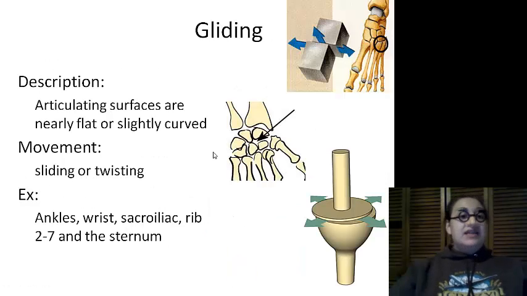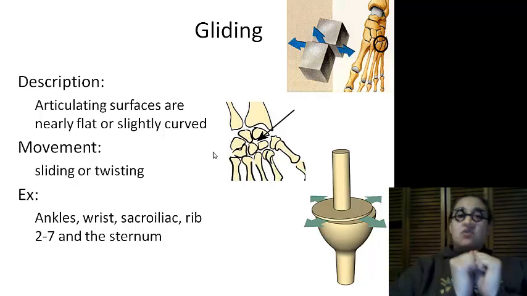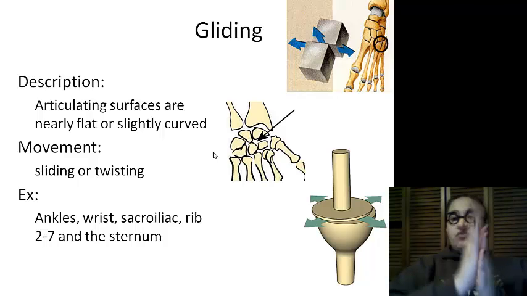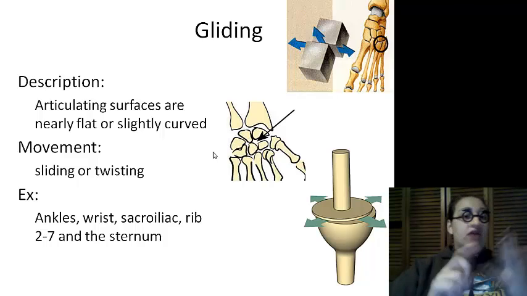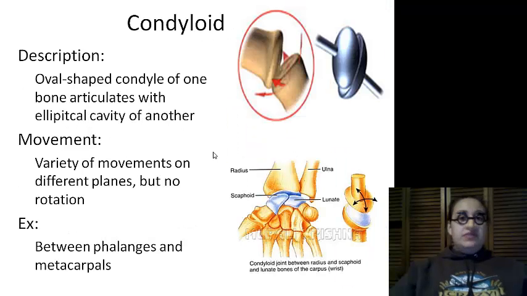And now we have gliding. So, gliding is articulating surfaces that are nearly flat or maybe slightly curved, and they slide past each other or twist past each other, such as our ankle, wrist, our ribs, and our sternum.